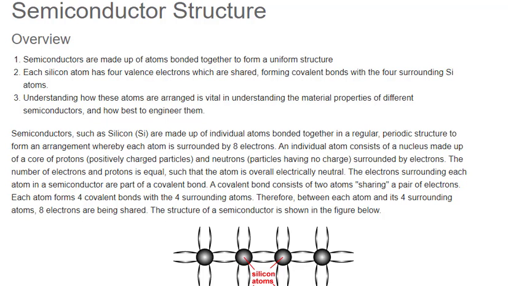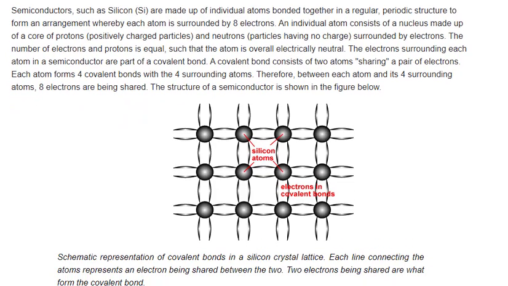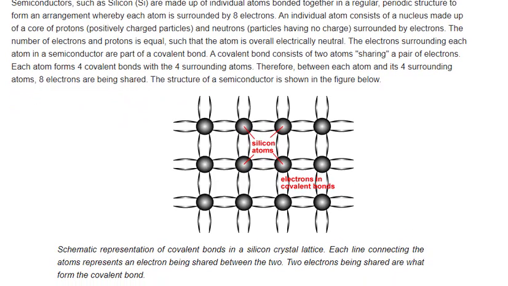An individual atom consists of a nucleus made up of a core of protons, positively charged particles, and neutrons, particles having no charge, surrounded by electrons. The number of electrons and protons is equal, such that the atom is overall electrically neutral. The electrons surrounding each atom in a semiconductor are part of a covalent bond. A covalent bond consists of 2 atoms sharing a pair of electrons. Each atom forms 4 covalent bonds with the 4 surrounding atoms. Therefore, between each atom and its 4 surrounding atoms, 8 electrons are being shared.